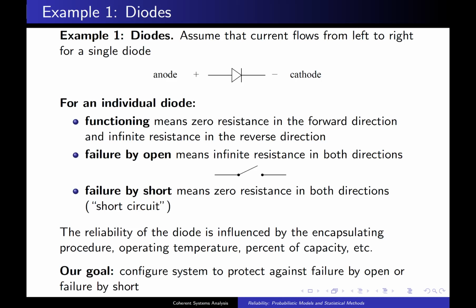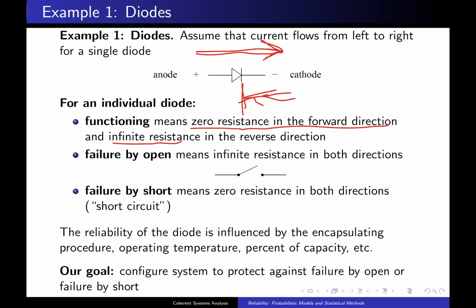So what you do is you assume that current flows from left to right for a single diode, so current flows in this direction. The purpose of an individual diode means that you have zero resistance in the forward direction, and that's what allows current to flow in this direction. And you have infinite resistance in the backward direction.